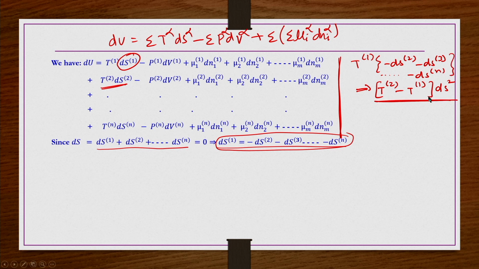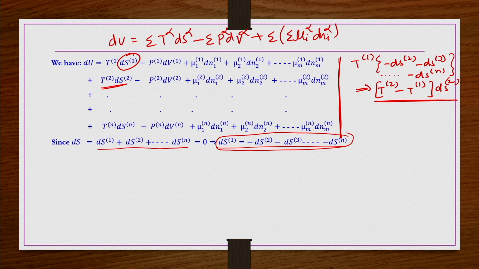I can write this now, because ds1 is replaced by minus ds2 minus ds3 and so on. So, minus ds2 into T1 is minus T1 ds2. There is already T2 ds2. If I take ds2 as common, I can write ds2 multiplied by T2 minus T1. The same thing I can write wherever T3 etc. are there. That is how we can do it.